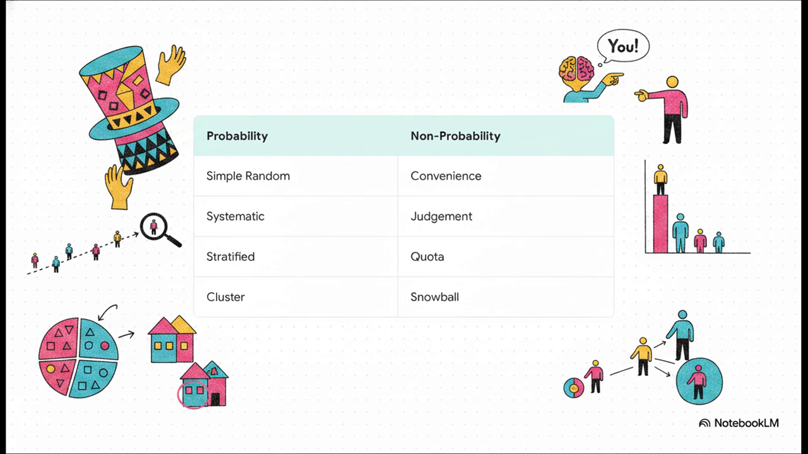And then there's snowball sampling, which is incredibly fascinating. It's used for studying hidden or highly niche populations where no public list exists. Think underground subcultures or people with a rare medical condition. You find one participant, and they recruit the next person from their private network, growing the sample organically like a snowball rolling down a hill.